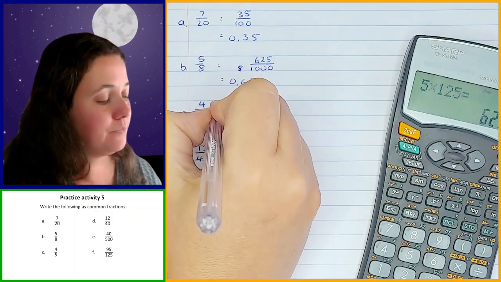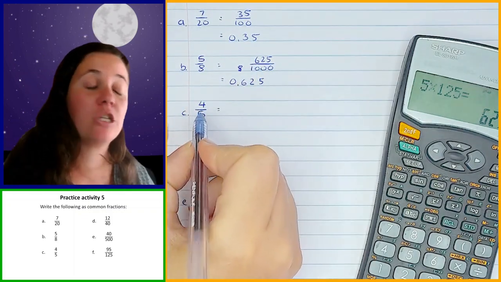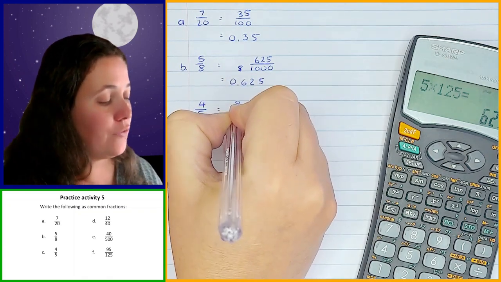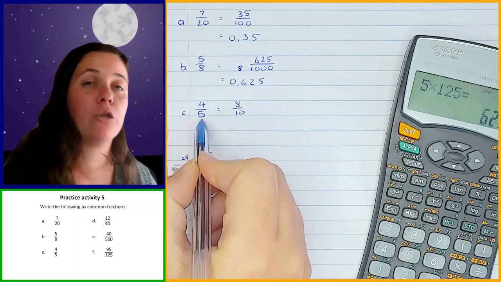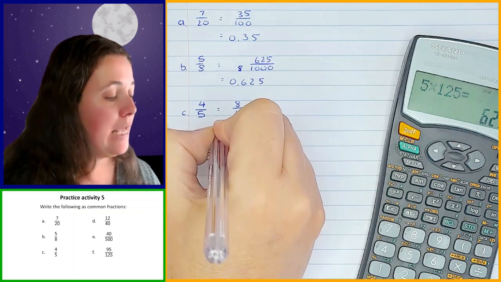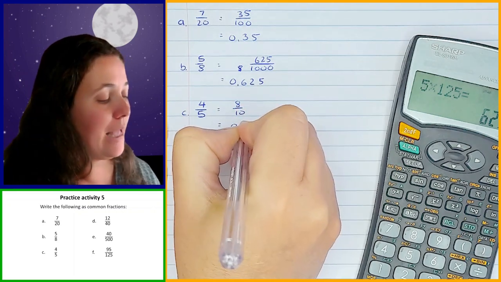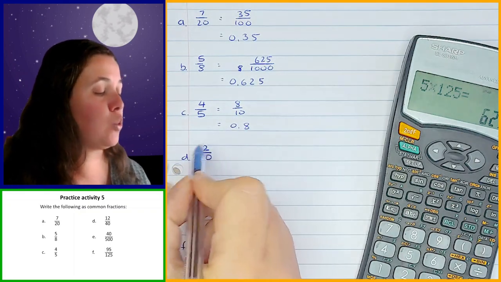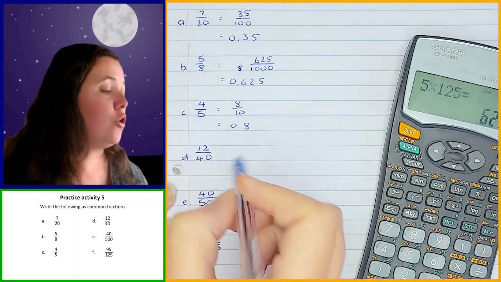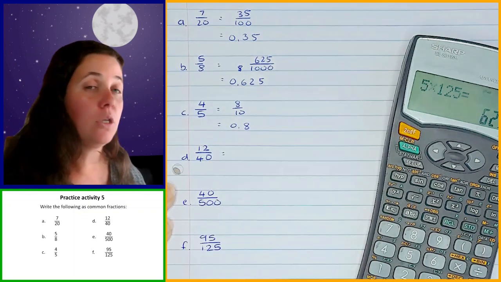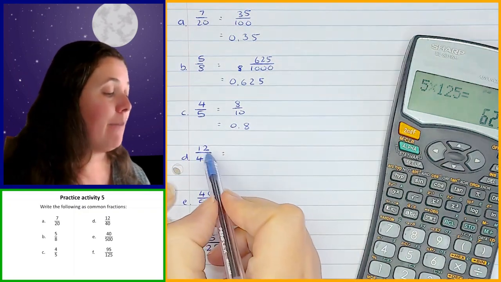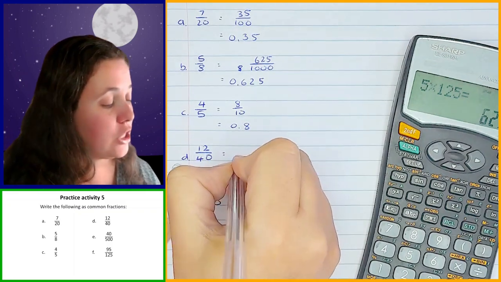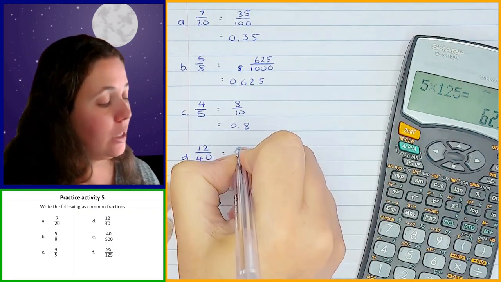Right, next one. 4 over 5, I can change this to something over 10. So that's going to be 8 over 10. If I multiply the numerator and the denominator both by 2, I get 8 over 10. And then that is going to be 0,8, where the 8 is in the tenths position. Next one, 12 over 40. Now this one, you can convert to something over 10 by dividing the numerator and the denominator both by 4. So that's going to give us 3 over 10.